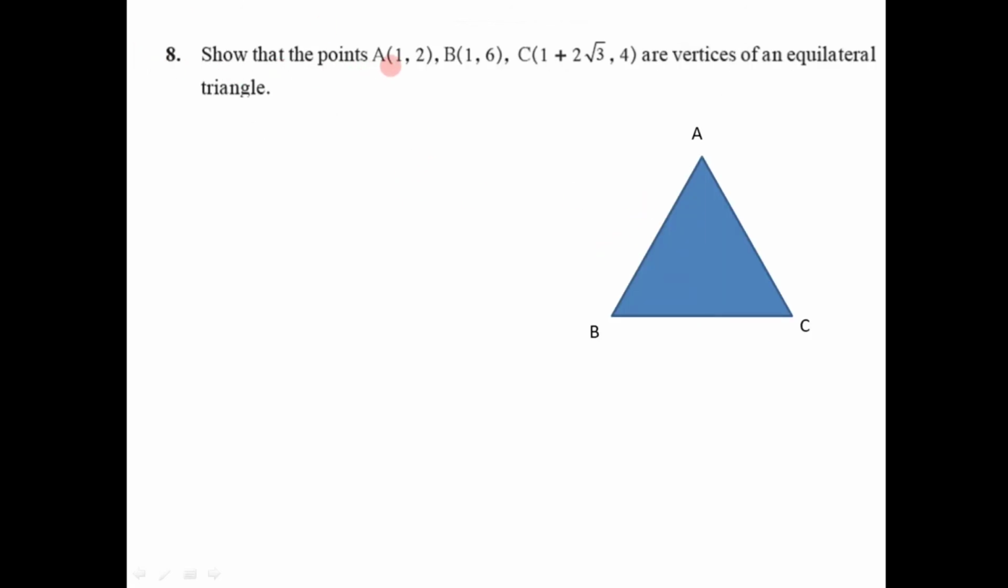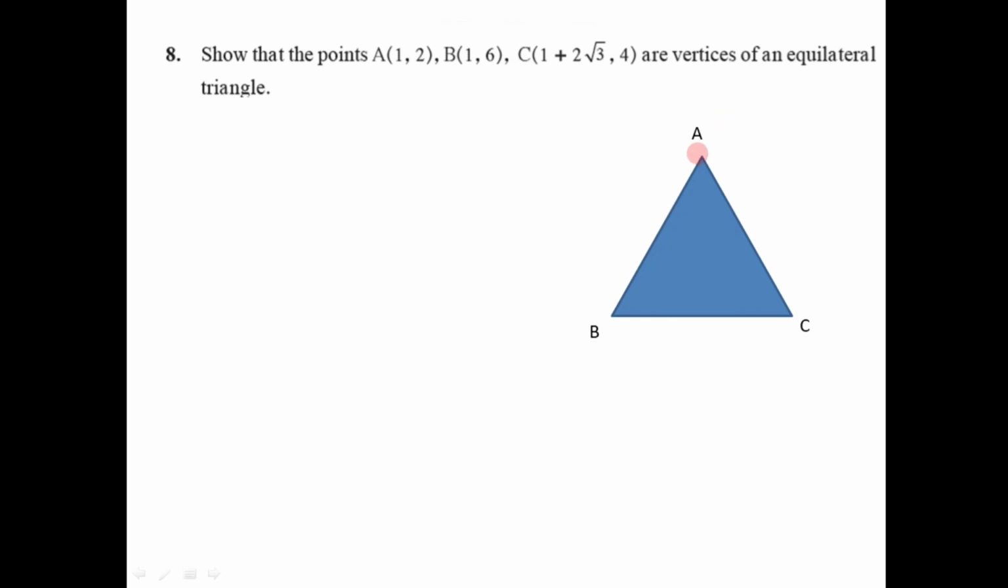Show that the points A(1, 2), B(1, 6) and C(1 plus 2 root 3, 4) are the vertices of an equilateral triangle. So let us consider a triangle with vertices A, B and C. The coordinates of these three vertices are given, and we have to decide whether this triangle is an equilateral triangle or not. So here we have to use the property of an equilateral triangle. We know that all the sides of an equilateral triangle are congruent.